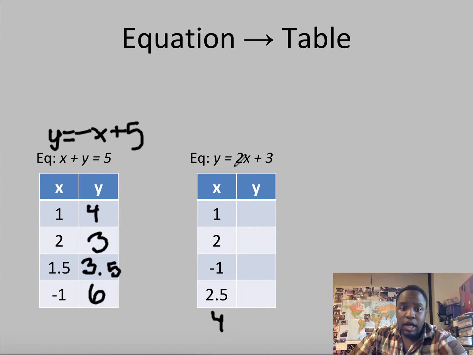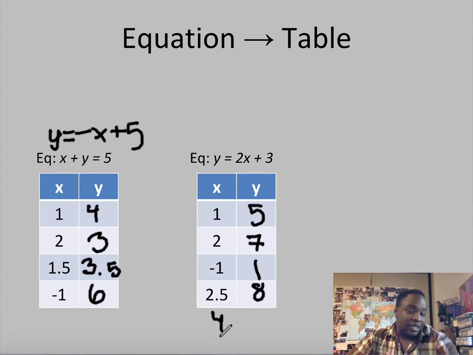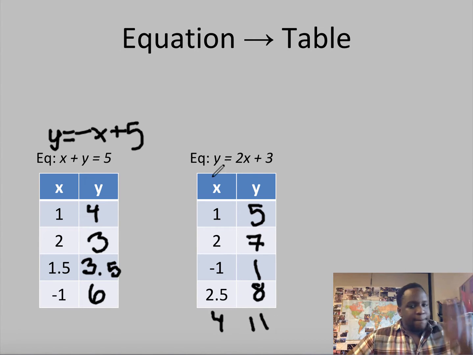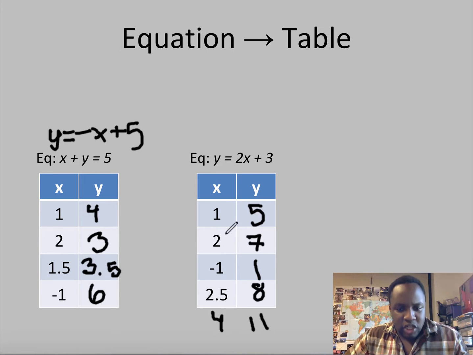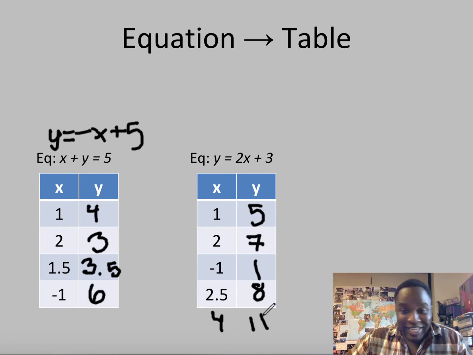So here, 2 times 1 is 2, plus 3 is 5. 2 times 2 plus 3 is 7. 2 times negative 1 is negative 2, plus 3 is 1. And 2 times 2.5 is 5, plus 3 is 8. And let's just do 4 for extra measure. 2 times 4 is 8, plus 3 is 11. Okay? So basically, as fourth period would love me to say, you're just plugging and chugging. Plugging and chugging, or substituting and chugging.